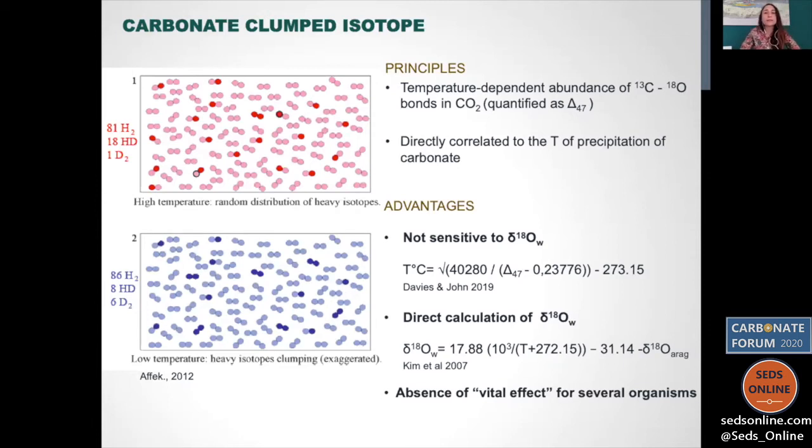But what are the main advantages of this technique compared to bulk isotope, for example? Firstly, it is not sensitive to delta 18 of the water, as you can see from the formula, and this is very important in coastal environments where we can have a riverine input. Then once you have the temperature, you can directly calculate the delta 18 of the water with this formula, and so this allows us to reconstruct changes in the hydrological cycle. Moreover, the vital effect is absent for several organisms, including gastropods.